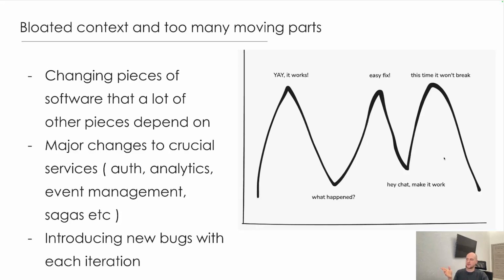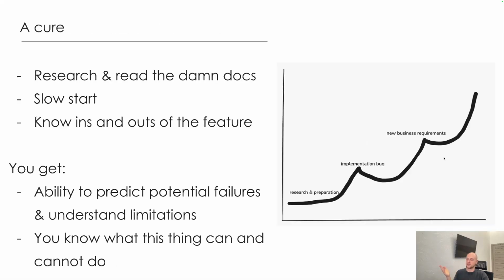And also another thing is a task where you're giving bloated context to an LLM, or this feature just has too many moving parts. Like it says, usually these things span across your whole application. These are your authorization modules, analytics, some sort of event management, pop-ups, sagas, whatever. Something that is just too complex, and there are too many moving parts for an LLM to grasp and understand and deliver a precise solution. So what is the cure for these situations?